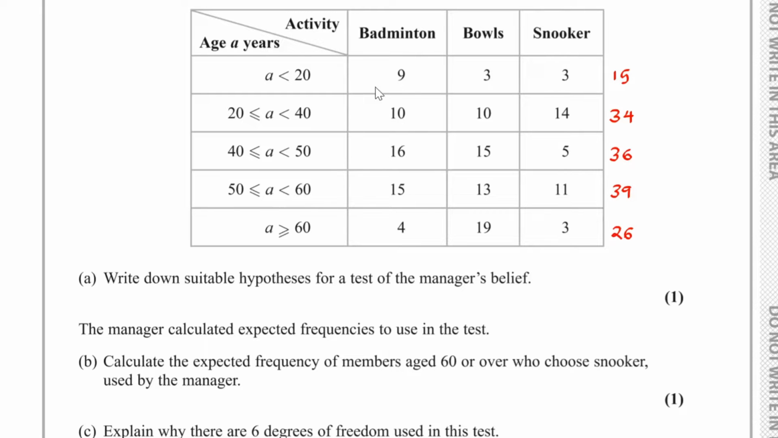For the column totals, 9 plus 10 plus 16 plus 15 plus 4, that would be 54. 3 plus 10 plus 15 plus 13 plus 19, you'd find that to be 60. 3 plus 14 plus 5 plus 11 plus 3, that would be 36. Of course, for the grand total, that's 150.